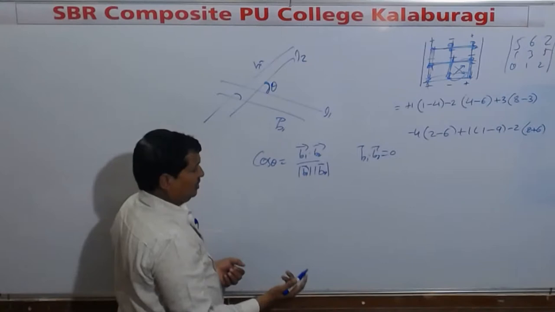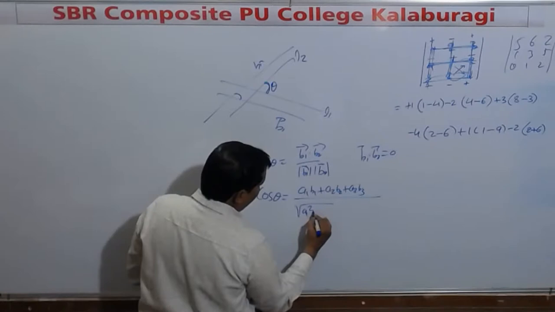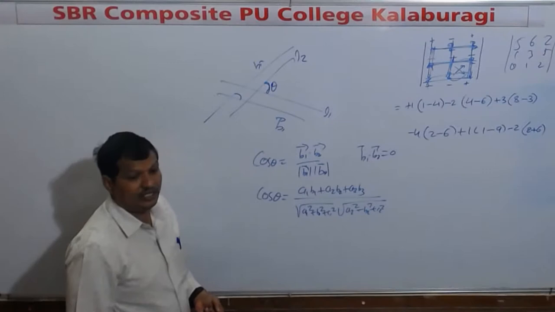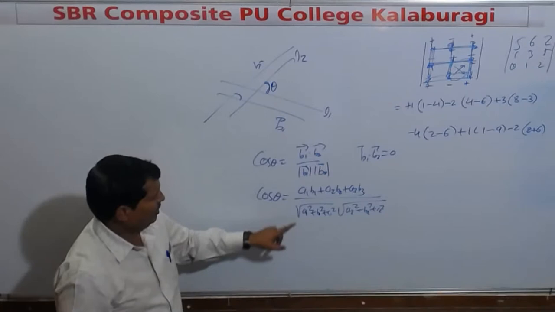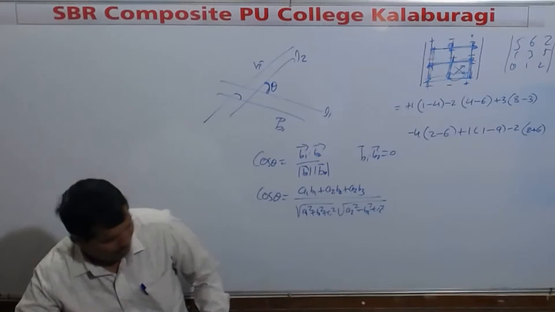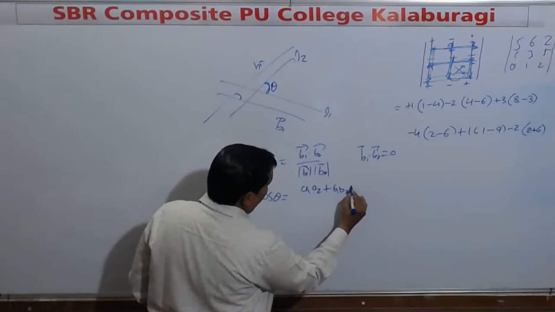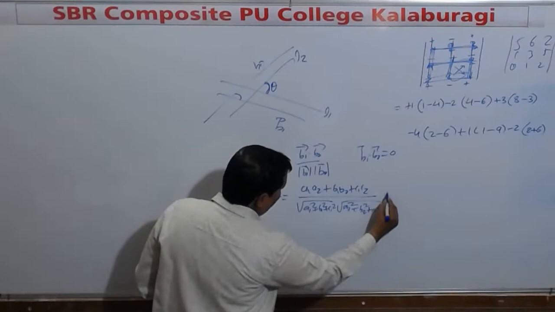Similarly, if you want to write it in Cartesian form, it is A1 A2 plus B1 B2 plus C1 C2 by root of A1 square plus B1 square plus C1 square into root of A2 square plus B2 square plus C2 square. This is the angle between two lines in Cartesian form, because A1, B1, C1 are the components of B1, and A2, B2, C2 are the components of B2.